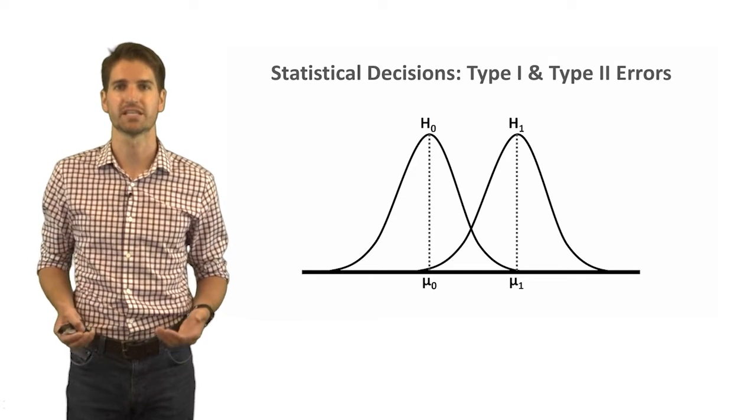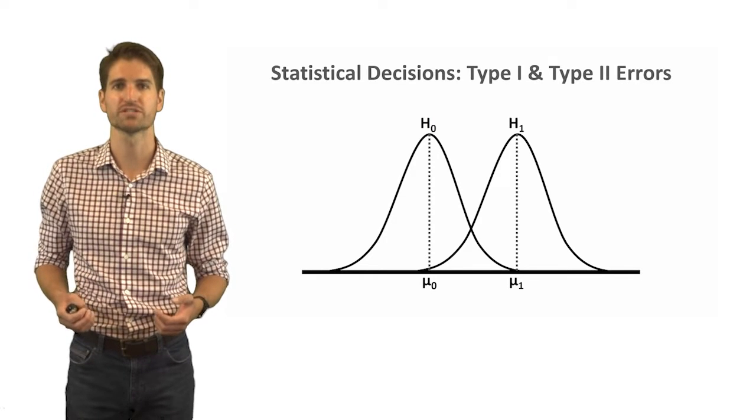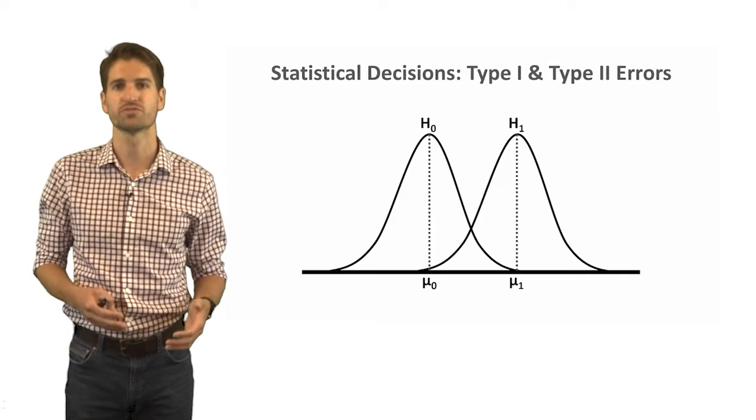Now you notice the dotted lines that go through each one of these distributions. At the bottom you'll see mu sub 0.